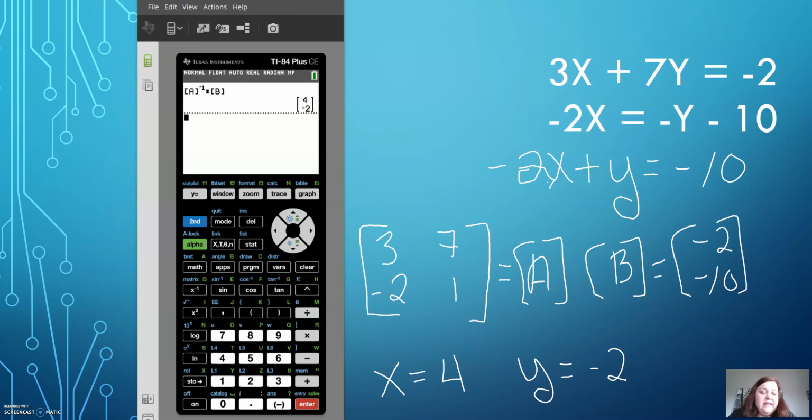We can use this method for things besides a 2-variable equation. We can also use it for 3-variable equations, 4-variable equations. Tomorrow I'm going to show you another method that can be used to solve these systems of equations.